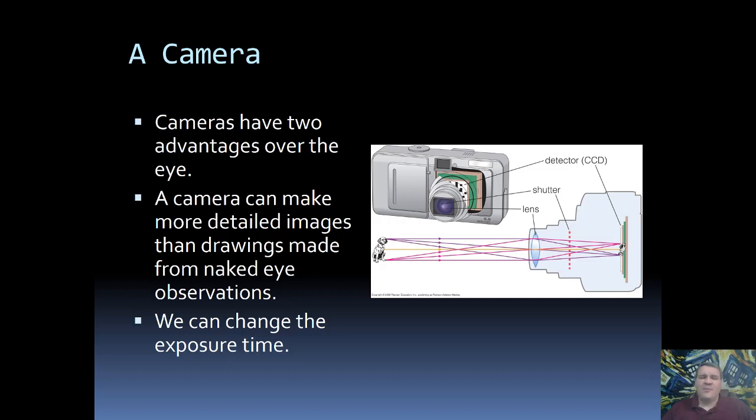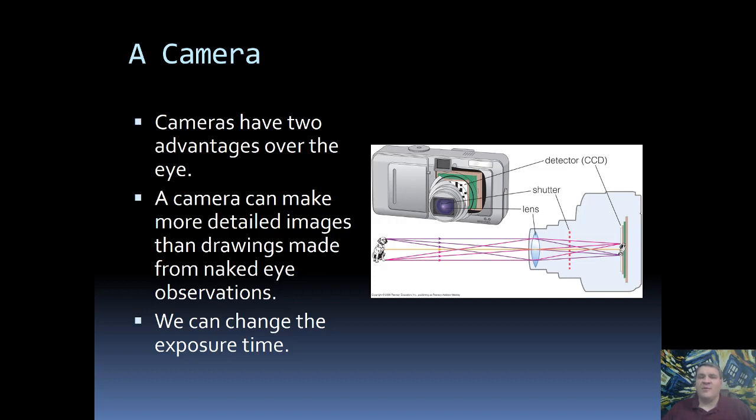Now, cameras have two main advantages over the eye. First, a camera can make a better detailed image than what we can do. So for a person to see something and then record the image, we have to draw. And in that translation, from seeing it to drawing it, we're going to lose some detail. Whereas with the camera, the light hits directly onto the recording surface, and so we're able to get much more detailed images. Something else the camera can do that the eye can't is we can extend the exposure time.